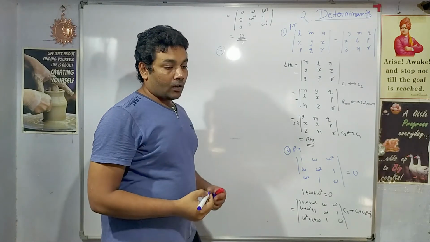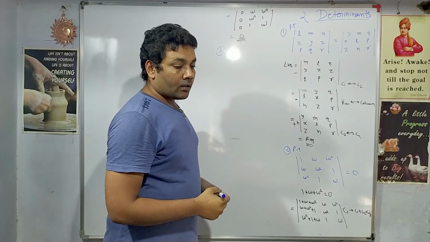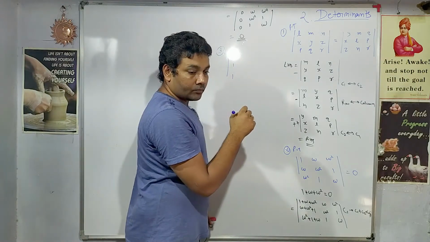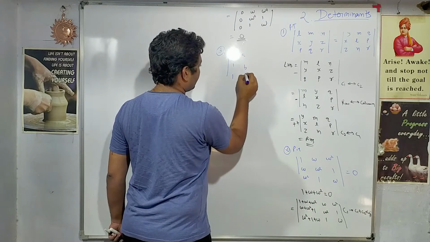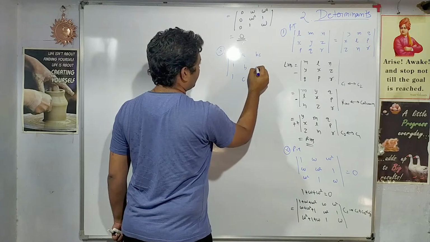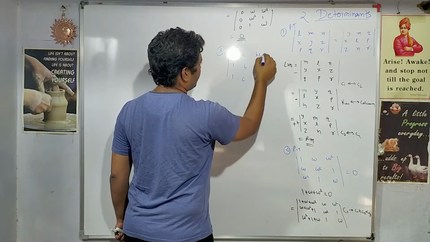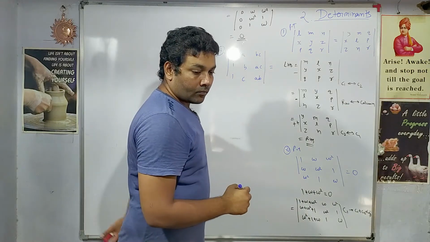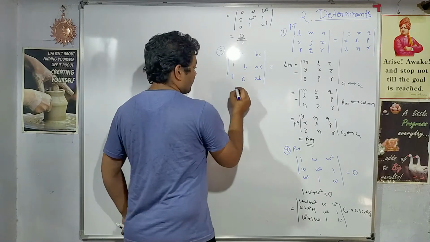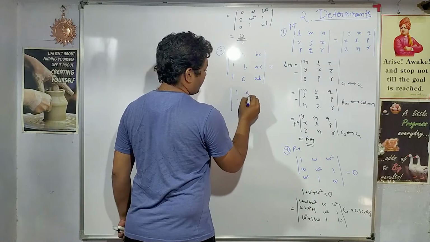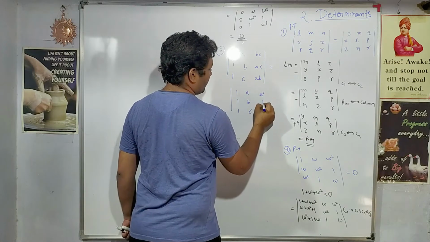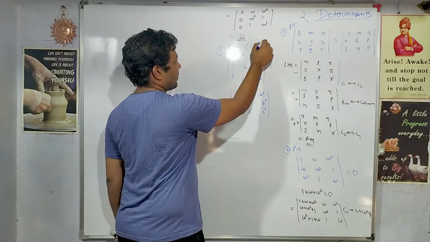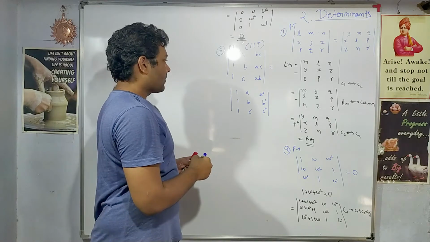Now let us take the third question. This question says that 1 1 1 is equal to. So this is again a prove that type of question. This question was asked in the IIT. So what to do?